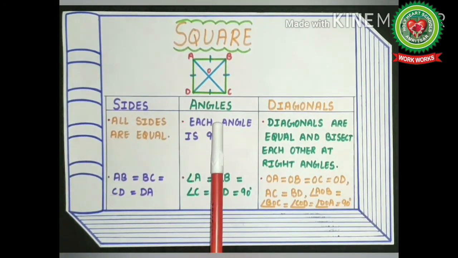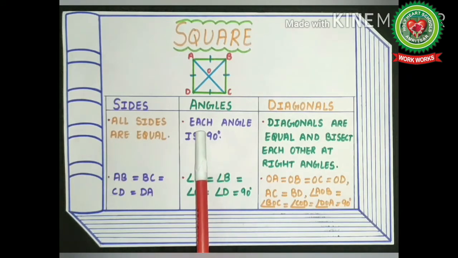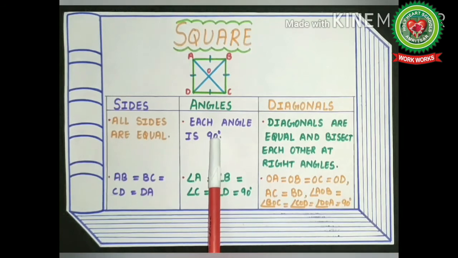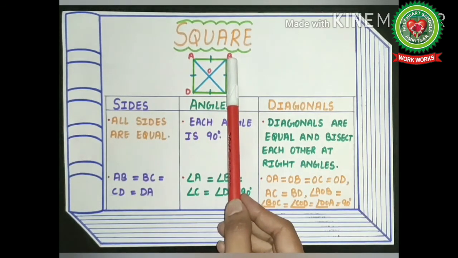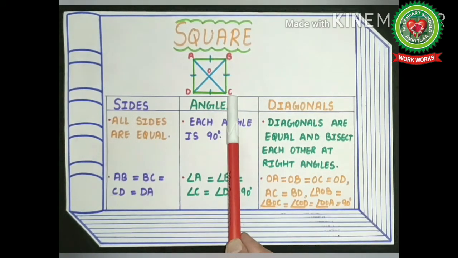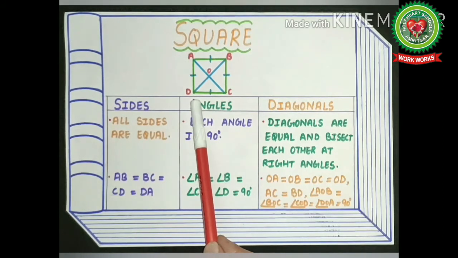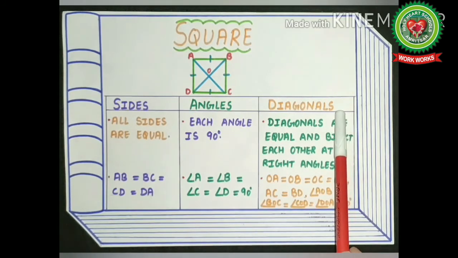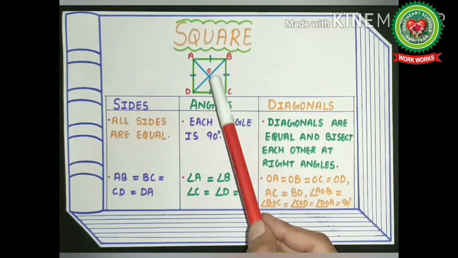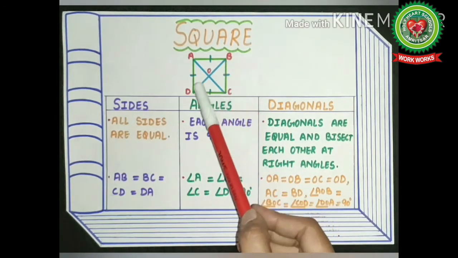Next, angles. In a square, each angle is 90 degrees. Same as in a rectangle. Now students, that means angle A is equal to angle B is equal to angle C is equal to angle D is equal to 90 degrees. Next is diagonals. Diagonals are equal. That means AC is equal to BD.